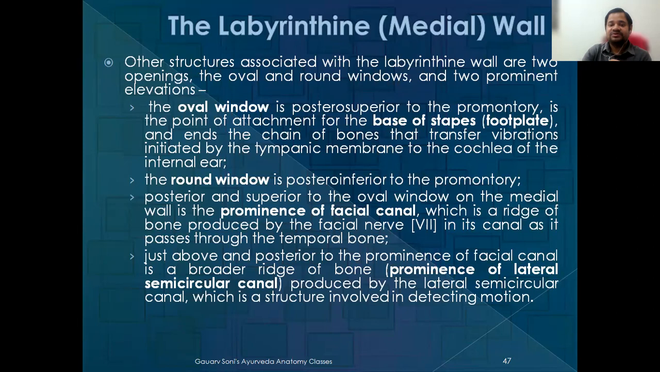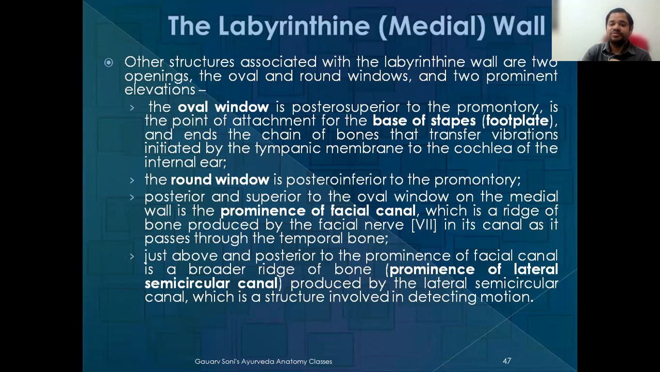Then there is the round window. The round window is posterior and inferior to the promontory. It will be below it. Again, on the posterior and superior side of the oval window, there is a prominence. The prominence is present due to the facial canal, which is a ridge of bone produced by the facial nerve. So the course of the facial nerve is going to happen on the medial wall only, and due to that a prominence will be felt.